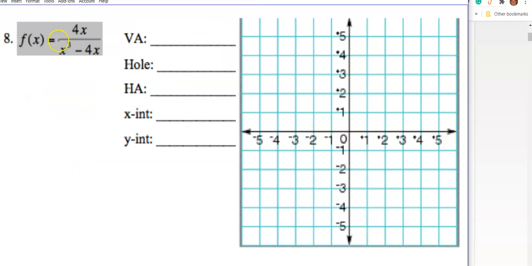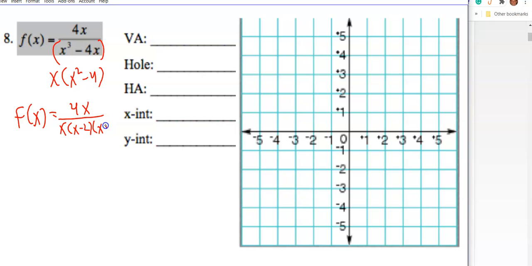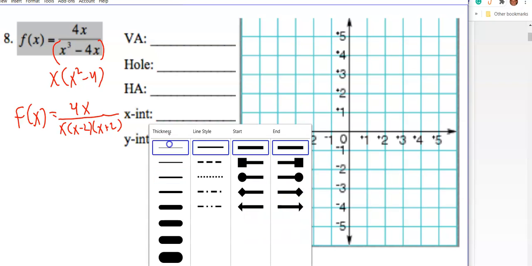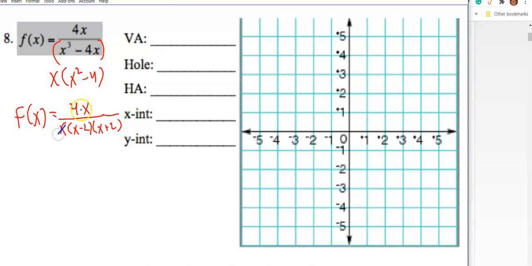Okay, so if you see some factoring, please do it. So x times x squared minus 4. Oh, wow, that factors even more. So this function is going to be f of x equals 4x in the numerator, over x times x minus 2 times x plus 2. And let's see what cancels there. So the x's cancel. So there's going to be a hole at 0.